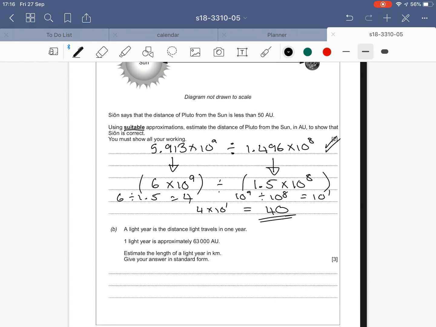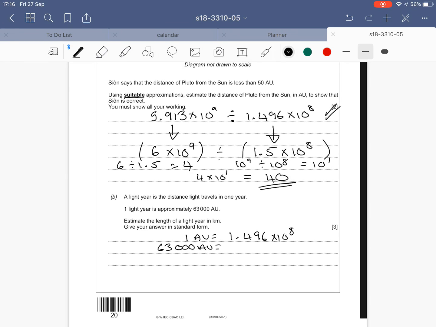A light year is the distance light travels in 1 year. 1 light year is approximately 63,000 AU. Estimate the length of a light year in kilometers. Give your answer in standard form. So if we know 1 AU is 1.496 times 10 to the power of 8, we want 63,000 AU. So if I just had a calculator, I could just times those two.